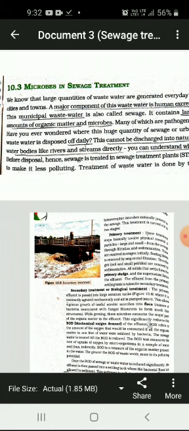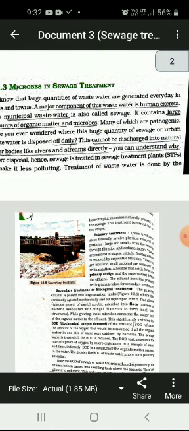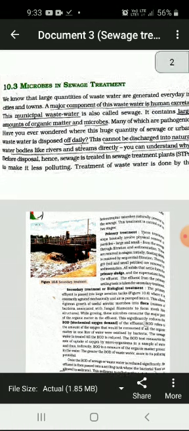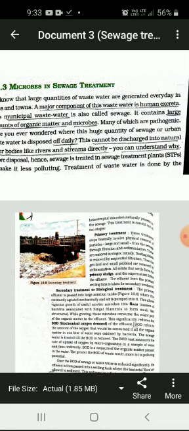So, sewage treatment is done to reduce the toxic effect of wastewater that contains various organic matter, etc. This treatment of wastewater is done in two phases. The first one is known as the primary treatment.